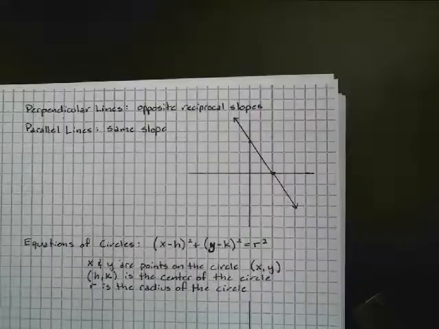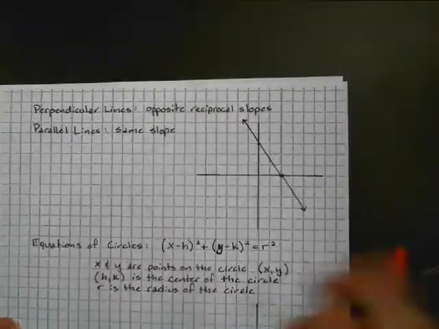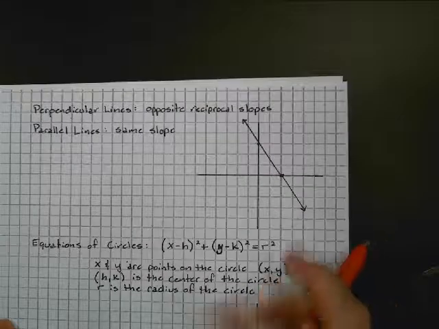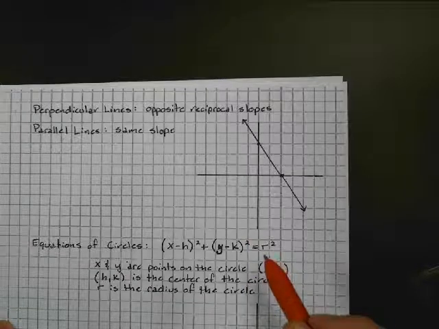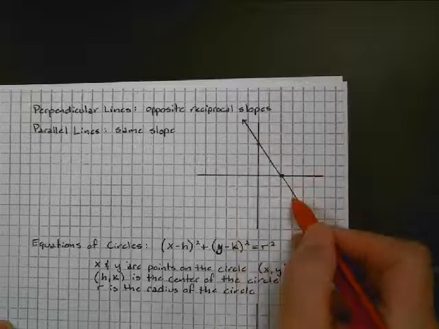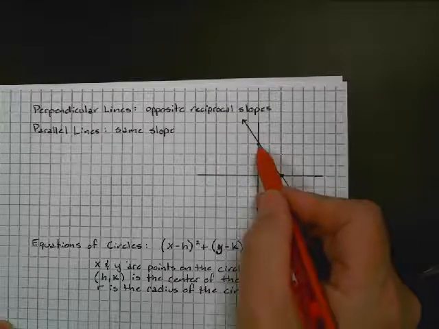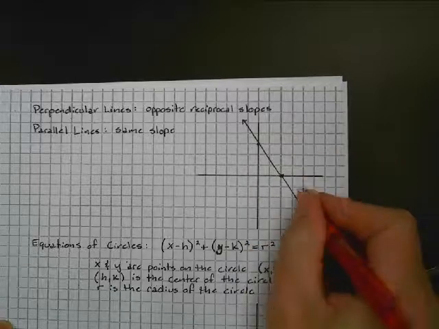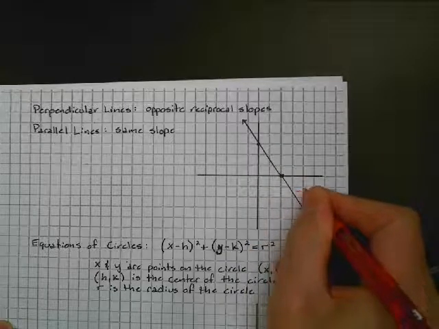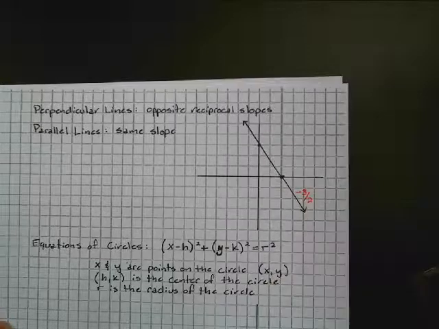All right, almost done. Perpendicular lines and parallel lines. So perpendicular lines have opposite and reciprocal slopes. Okay, so let's find the slope of this line first. It goes down 1, 2, 3 over 1, 2. So this line has a slope of -3 over 2.